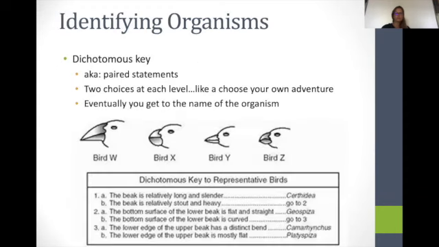Watch the video. And then you can use a dichotomous key to identify organisms. It's called that because you get 2 questions at each level and you get more and more specific with your questions until you identify the organism. So if you look here, bird W, my first question is the beak is relatively long and slender or is relatively stout and heavy. Well, this looks stout and heavy. If it's stout and heavy, I go to question 2. The bottom is flat and straight or the bottom is curved. Flat and straight, well, if it's flat and straight, it tells me what that species is.